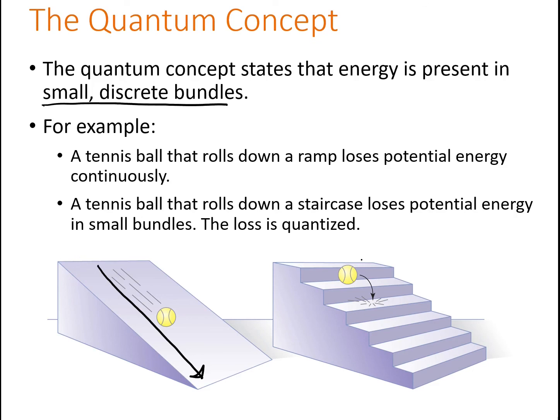With this tennis ball, it has to lose a certain amount of potential energy for each step that it falls down. It can't lose more than that because then it'll miss the step. If it loses less than that, it's not going to fall. It's the same thing with electrons. Electrons can gain or lose energy in small, discrete bundles.